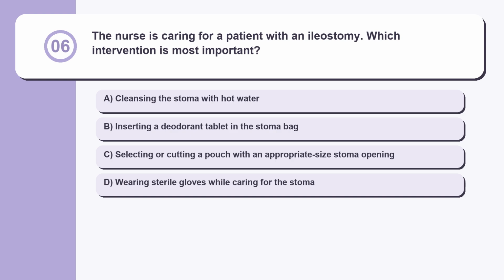Question 6. The nurse is caring for a patient with an ileostomy. Which intervention is most important? Cleansing the stoma with hot water, inserting a deodorant tablet in the stoma bag, selecting or cutting a pouch with an appropriate size stoma opening, wearing sterile gloves while caring for the stoma.